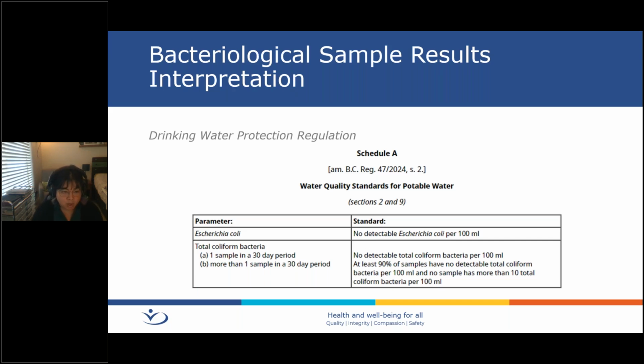And for total coliform, if there's one sample in a 30-day period, there should be no detectable total coliform per 100 ml of water tested. And if there's more than one sample in a 30-day period, at least 90% of samples have no detectable total coliform bacteria per 100 ml of water tested, and no sample has more than 10 total coliform bacteria per 100 milliliter of water tested.